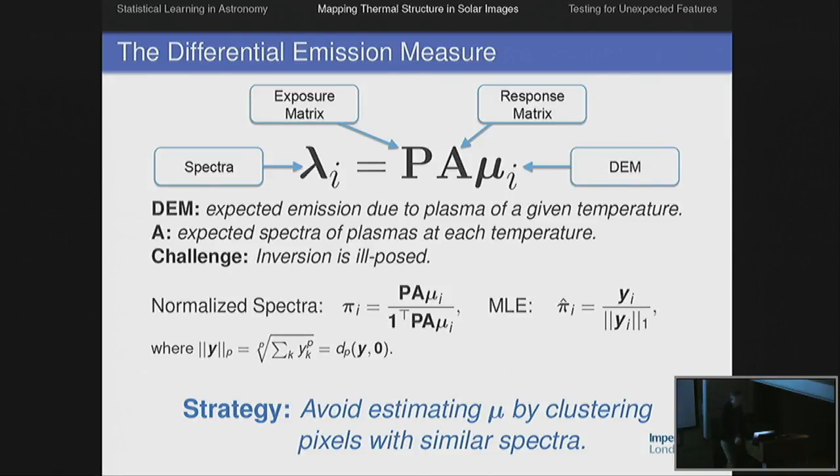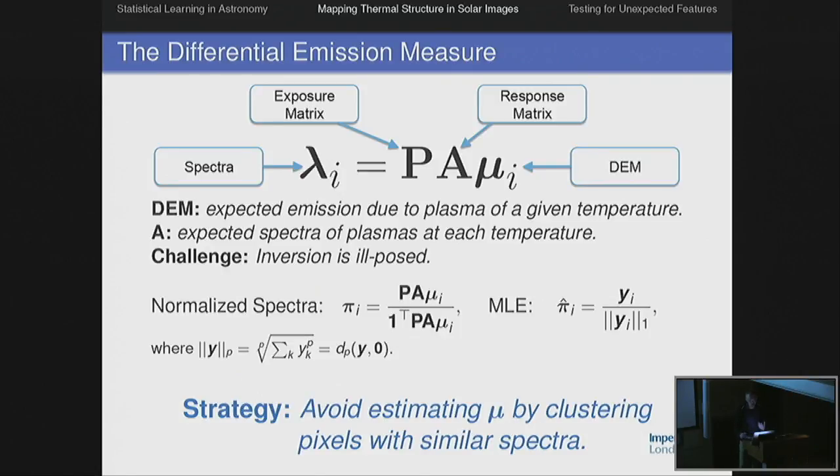Vinay has been trying to teach me how to say exactly what a DEM is for a long time. So I'll say it now in a non-precise way: I just think about the DEM as characterizing the distribution of the temperature of a plasma. And we're going to be looking at this pixel-wise. So we have a column of plasma in the solar corona that appears in a particular pixel of the instrument, and that plasma will have different bits of it at different temperatures. We want to understand the distribution of the plasma that appears within that pixel.